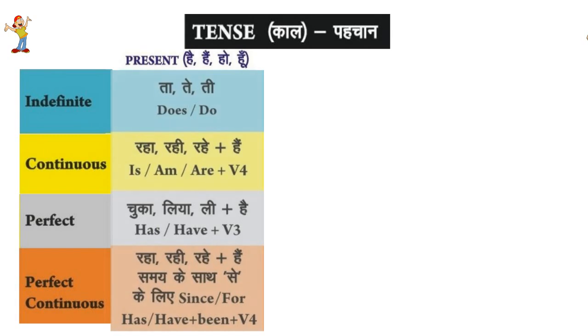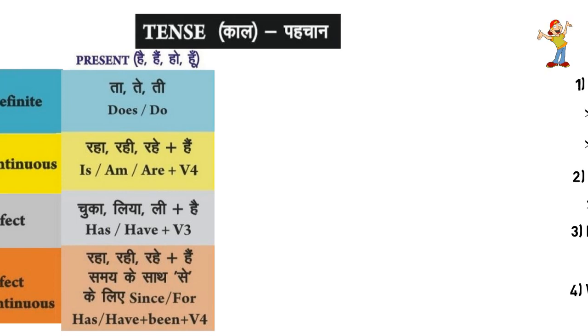The last and important one is perfect continuous tense. This always ends with raha hai, rahi hai, rahe hai, along with a time expression. The time is denoted with since and for. Since is used for a point of time and for is used for a period of time. And the helping verbs are has and have plus been plus verb fourth form, which is verb first form plus ing.